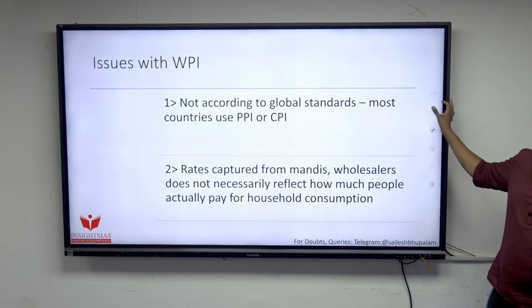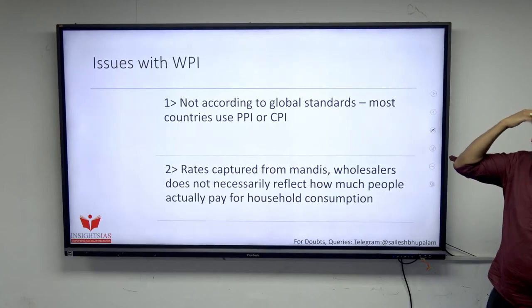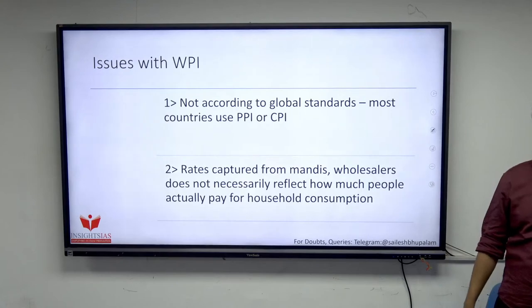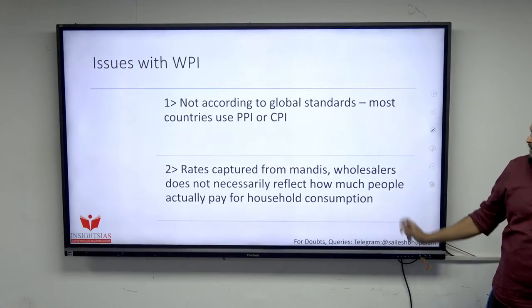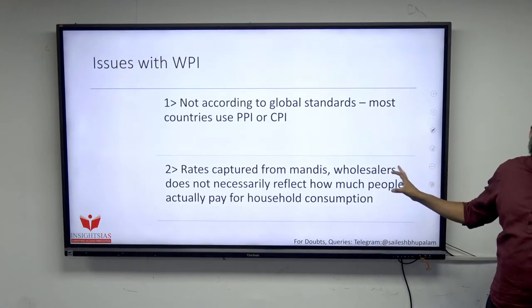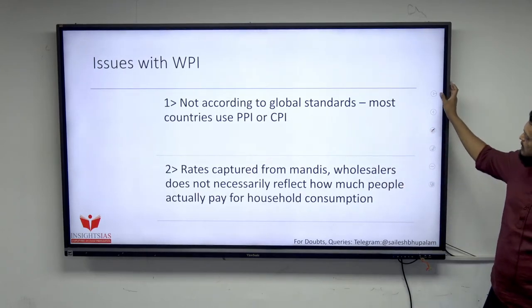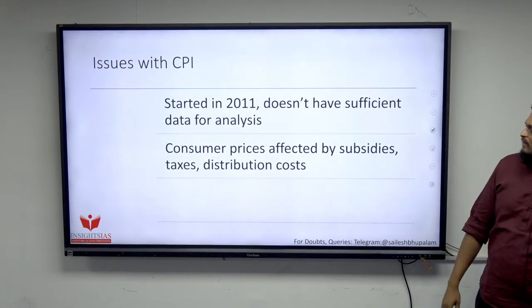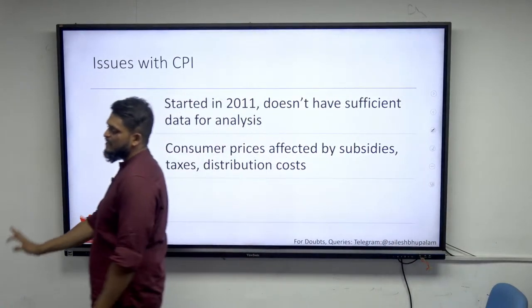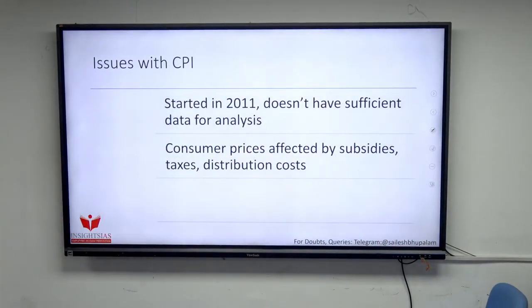Some issues are also present with CPI. It is not according to WPI. Globally, nobody else is using WPI, that is one problem. Most countries are using either CPI or PPI. Then, rates are captured from mandis, which does not show how much people are actually paying. That part we already saw, that is a common sense type of problem. Then, we started this only in 2011. That means we don't have the data for all the previous decades. So we can't do much analysis of what happens to CPI in India when El Nino happens. We could have done this sort of analysis if we had the data, but we don't have it. That is one more problem.